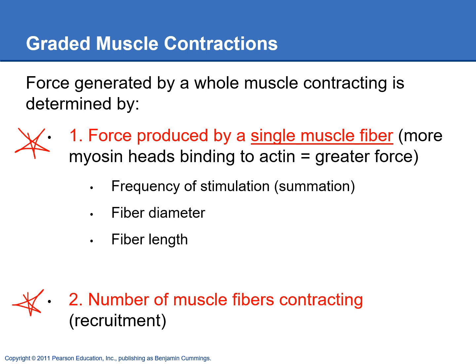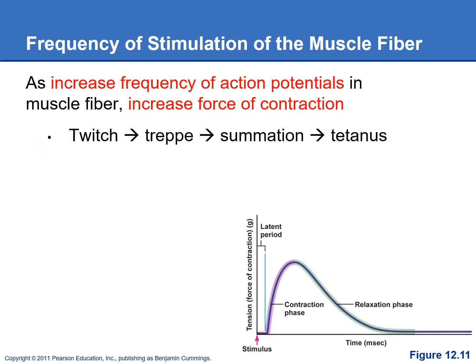So in this video, we're going to be looking at the force produced by a single muscle fiber or muscle cell. So let's start with the frequency of stimulation of the muscle fiber. If you increase the frequency of action potentials in the muscle cell, you're going to increase the amount of force produced by the contraction. So we start with a single muscle twitch, which is pictured here in the graph.